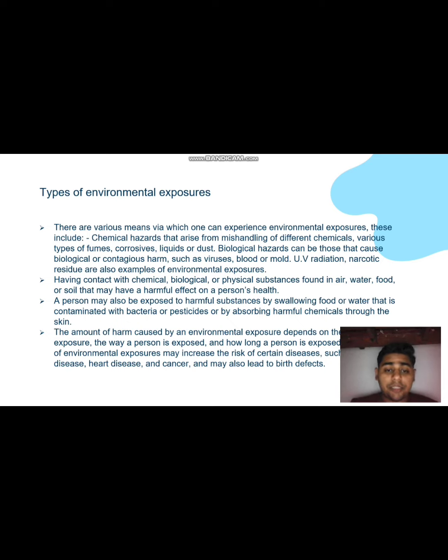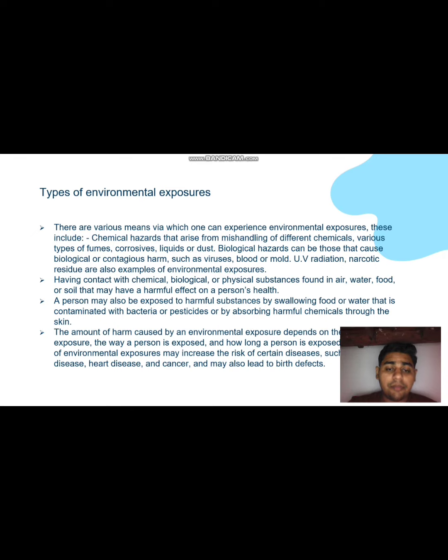Types of environmental exposures. There are various means via which one can experience environmental exposures. These include chemical hazards, which arise from mishandling of different chemicals, various types of fumes, corrosives, liquids, or dust. Biological hazards can be those that cause biological or contagious harm, such as viruses, blood, or mold. UV radiation and narcotic residue are also examples of environmental exposures.